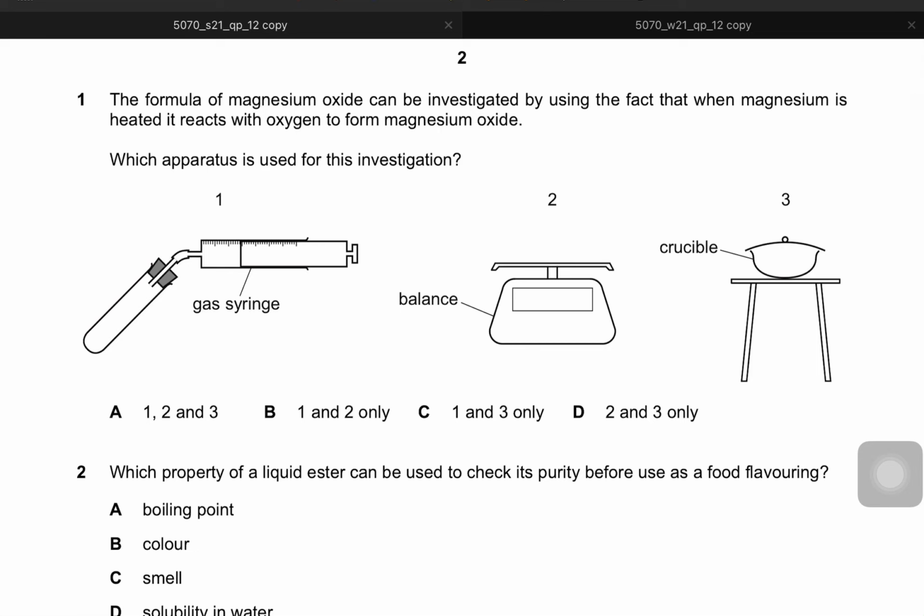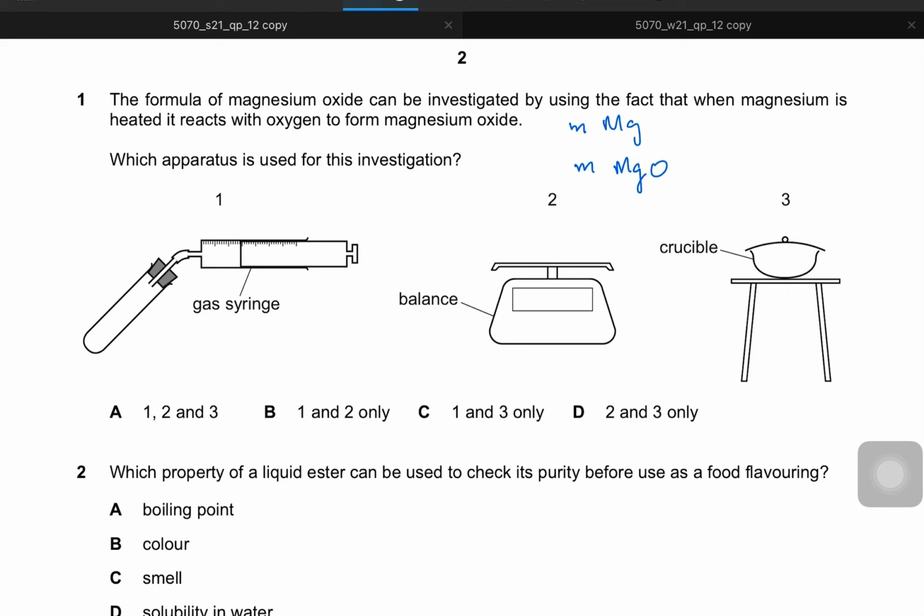The formula for magnesium oxide can be investigated by using the fact that when magnesium is heated, it reacts with oxygen to form magnesium oxide. Which apparatus is used for this investigation? So over here, obviously you're going to be measuring the mass of magnesium. You're going to be measuring the mass of oxygen, or perhaps the entire mass of magnesium oxide, and then you will subtract the mass of magnesium from the mass of magnesium oxide, because you can't measure the mass of oxygen, you can't measure the volume and then the mass already.